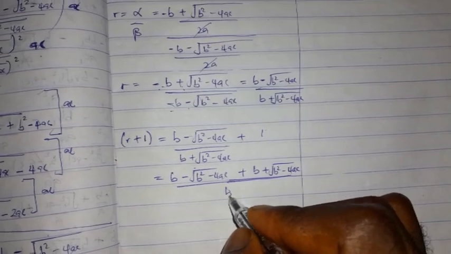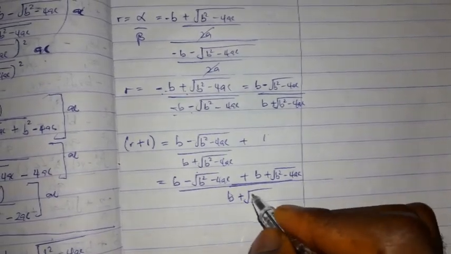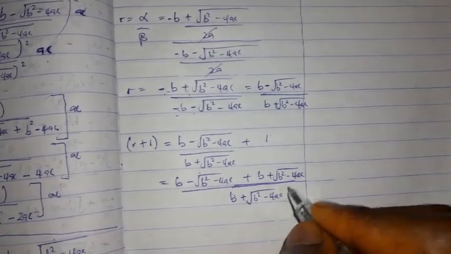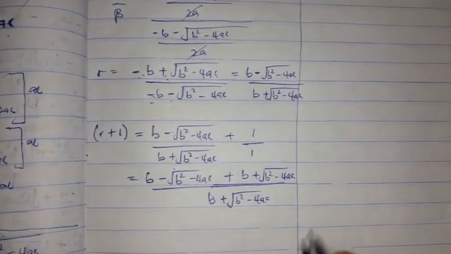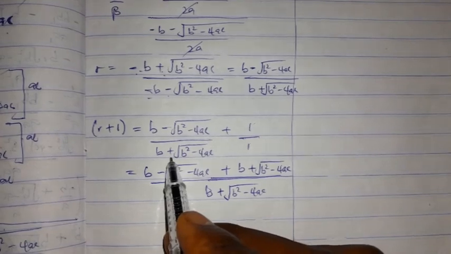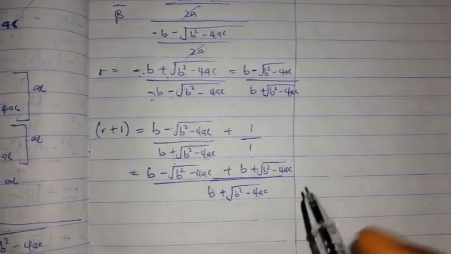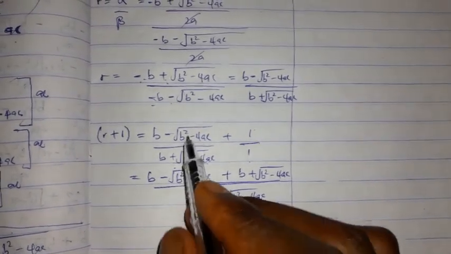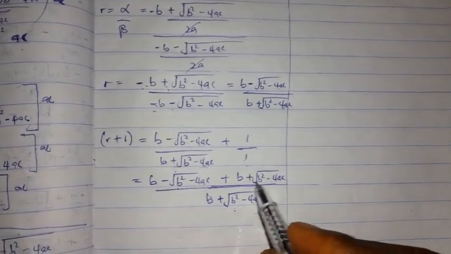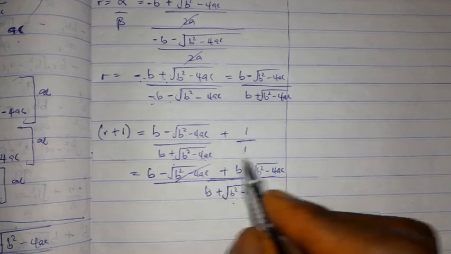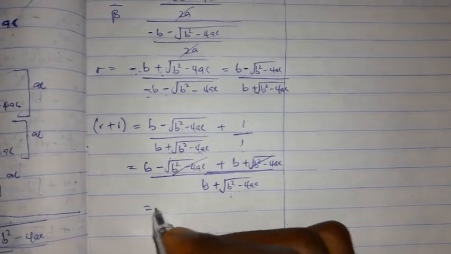All over b plus the square root of b squared minus 4ac. Why? Because if this is over 1, it means that what? My LCM will be this times 1, which is this, and then this divided by this is 1. 1 times this gives us this. This divided by 1 is this. This times 1 gives us what? This back. Now on solving, this cancels this out, leaving me with what?